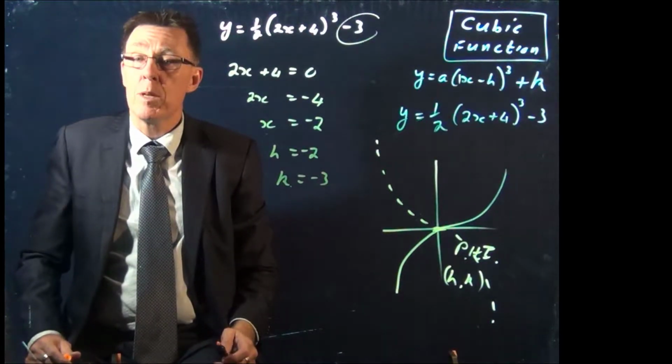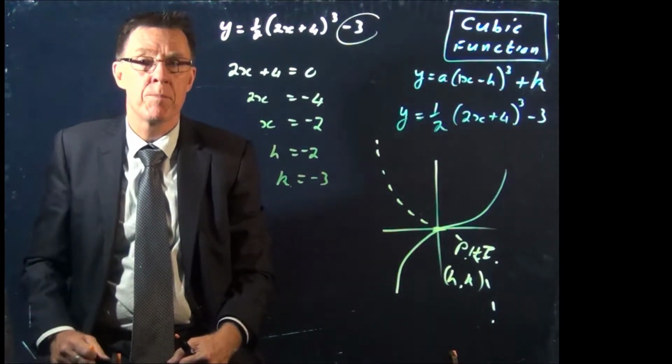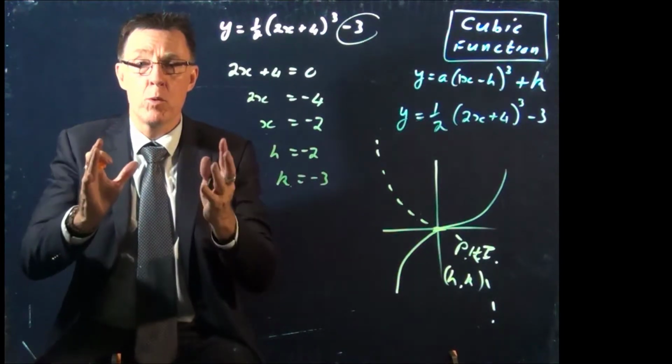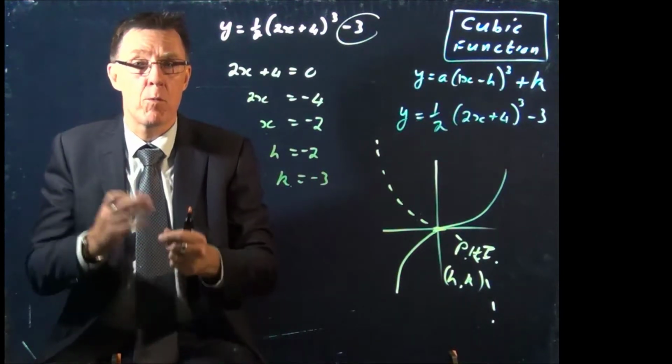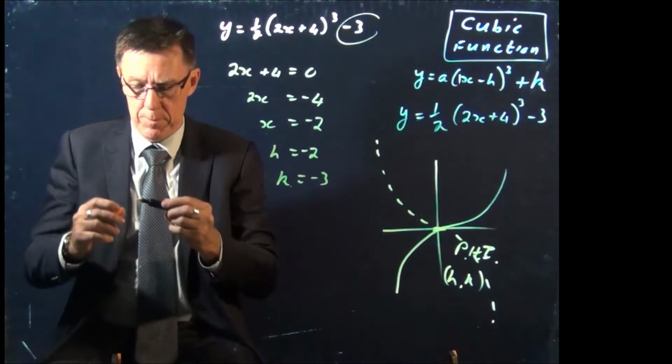Then all we need to do is find out where it cuts the x-axis and where it cuts the y-axis. Once again, make x equal to 0 to find y, y equals 0 to find x. Pause the video, you have a go at that, see if you can find where it cuts the x and y axes, and then see if you and I get to the same answer.